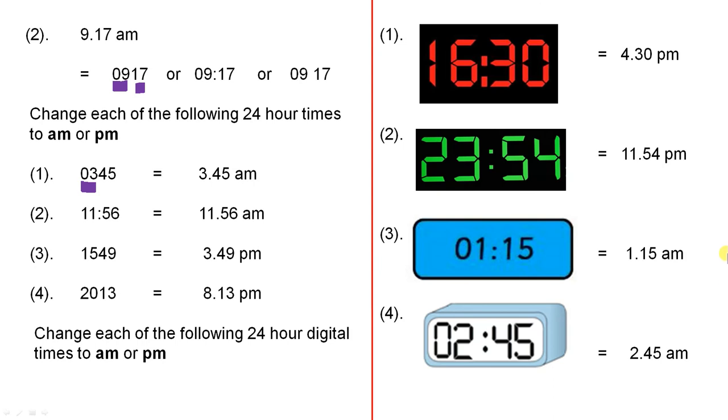So this video has introduced us to the idea of 24-hour time, and we've seen how we can change the time from 24-hour time to AM or PM and vice versa. We've also seen with 24-hour time how you must have 4 digits to express that time, and there are 3 different acceptable ways of doing it. So we can do it that way, or that way, or that way.